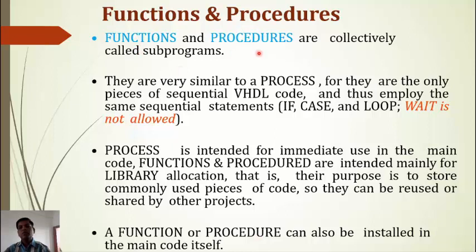So functions and procedures are collectively called subprograms. They are very similar to a process, and are the only pieces of sequential VHDL code, so they employ the same sequential statements: if, case, and loop are allowed, but wait is not allowed. Process is intended for immediate use in the main code. Functions and procedures are intended mainly for library allocation, that is, to store commonly used pieces of code so they can be reused or shared by other projects. Functions or procedures can also be installed in the main code itself.